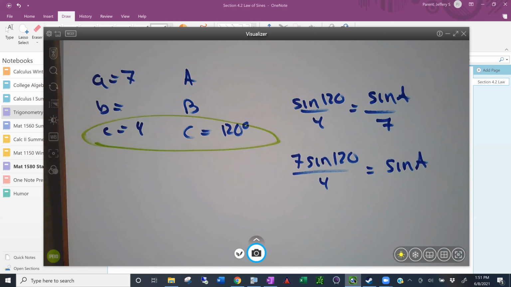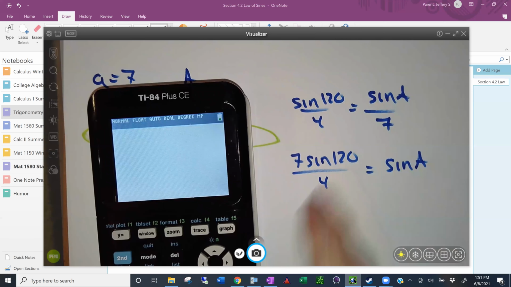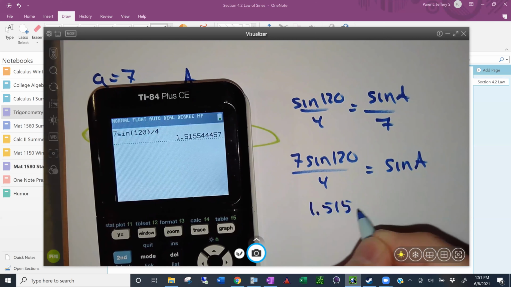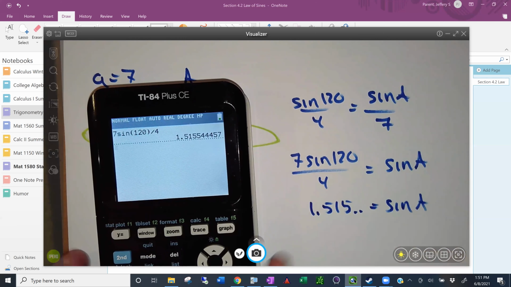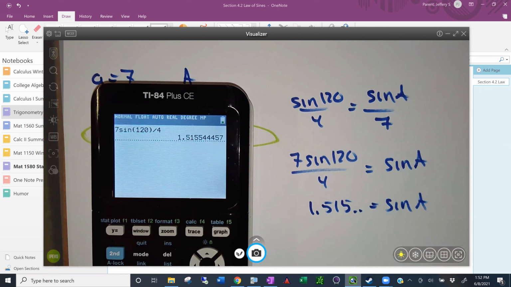But let's see. Before I take the inverse sine, let me get a numerical value here for you. Sine of 120 times 7 divided by 4, 1.515, etc. Sine of A. And I'm going to stop here. Can anyone tell me why I'm going to stop here? Because it can't be above 1. Yes. It can't be above 1, period. Sine goes between -1 and 1.